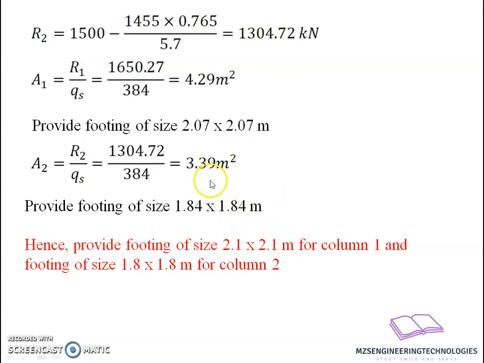If we compare the sizes, they are nearly rounded up towards what we got in the first try. That means we are on a similar path, or we can say the requirements are going to match. Hence we can stop our trial here, and the answer is to provide a footing of size 2.1 by 2.1 meter for column 1 and a footing of size 1.8 by 1.8 meter for column 2.